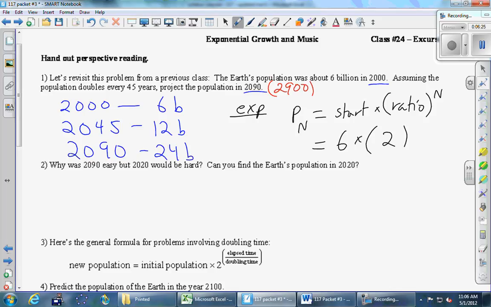Now we've got to put the number of years. If I'm waiting to 2900, how many years have passed? 900. We can't do this. What we would be saying here is that we double 900 times. That's what 2 to the 900th is. But we're not doubling every year. We're doubling every 45 years.